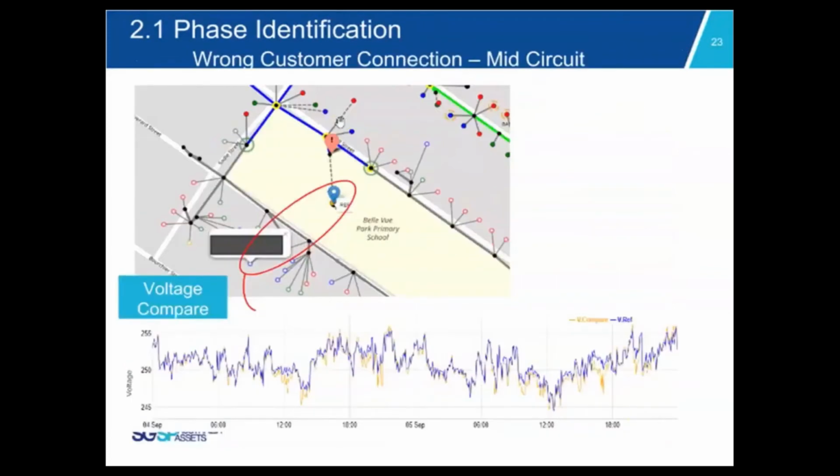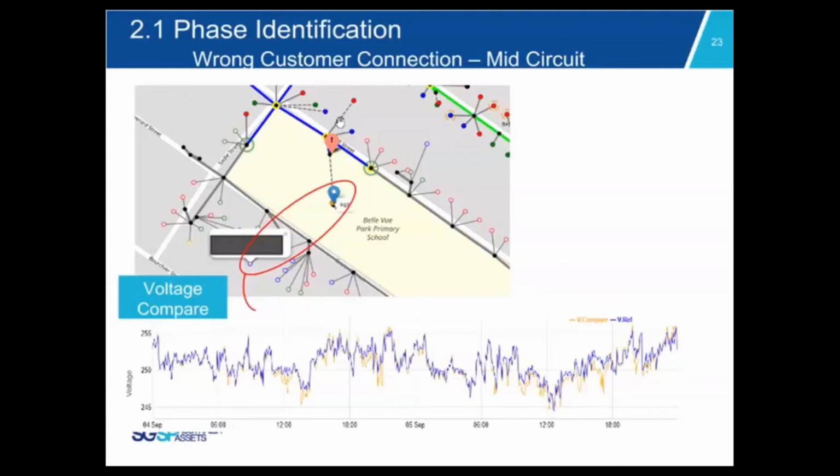Here's the example of wrong customer connection in the middle of the circuit. Generally, the error happens between the big block commercial buildings with underground cable, which is hard to find even with street view maps or site visits. We are using pattern recognition to check the customer with unknown phase against all neighboring circuits to confirm which circuit the customer belongs to. 500 cases have been identified as in the middle of the circuit.